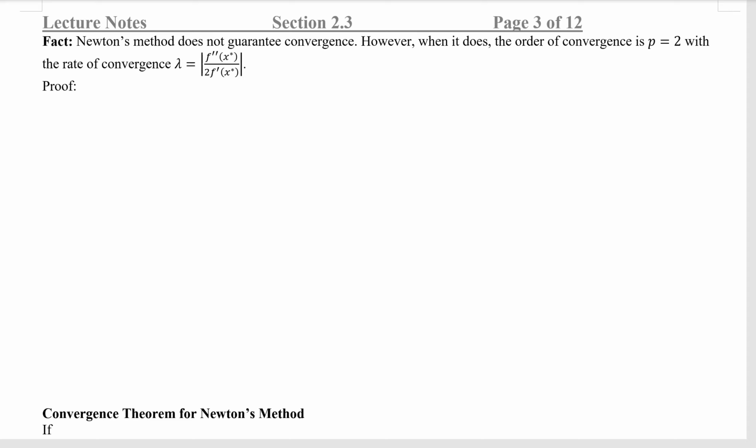Okay, so let's see. Suppose xk are the approximation to the zero x asterisk. Now let's consider the Taylor series expansion for f of x near xk.